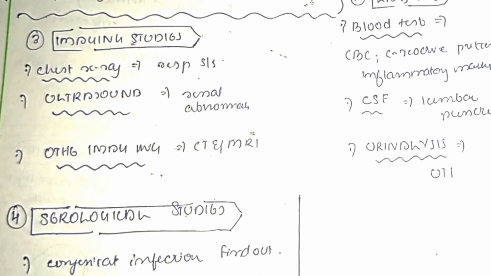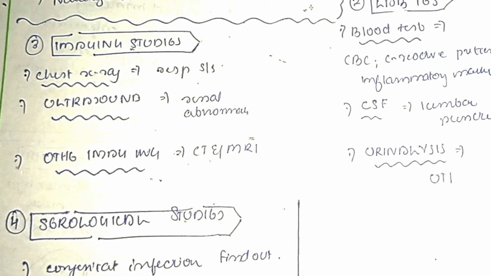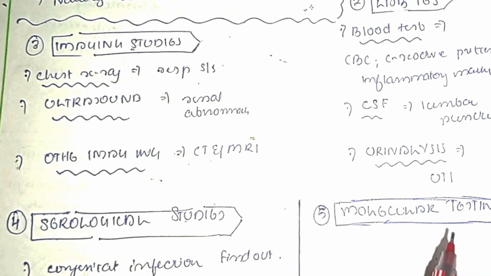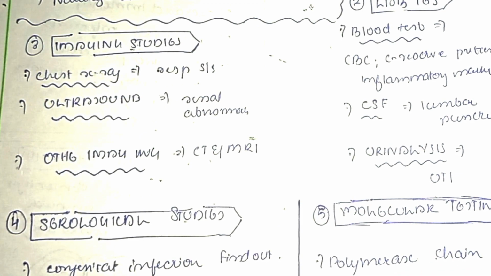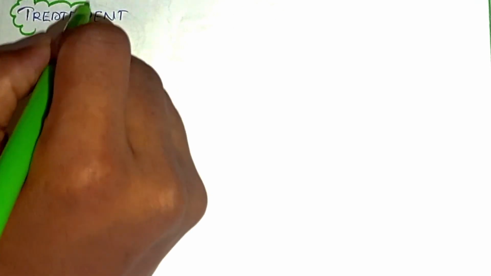The fourth one is the serological test or serological studies. In the serological studies, we mainly use this for identifying the congenital infections, mainly toxoplasmosis, CMV, that is cytomegalovirus, and also rubella. And the fifth one, the molecular testing, mainly utilizes the polymerase chain reaction for identifying the infections. Next, we can jump on to the treatment of the neonatal infection.